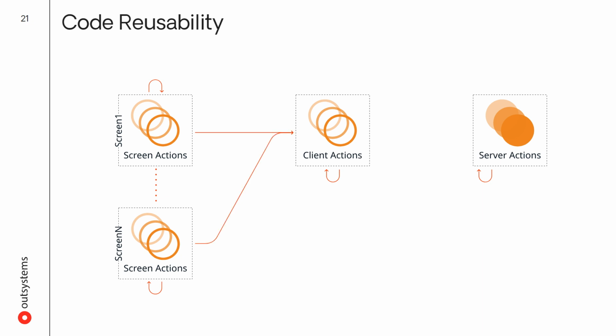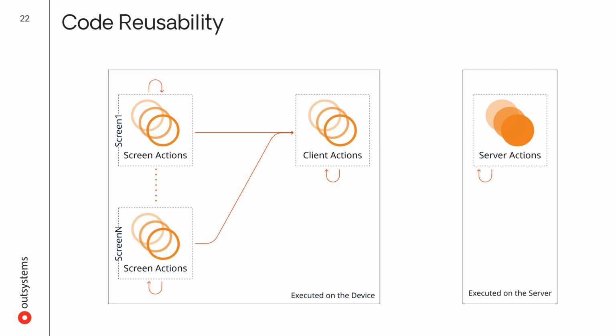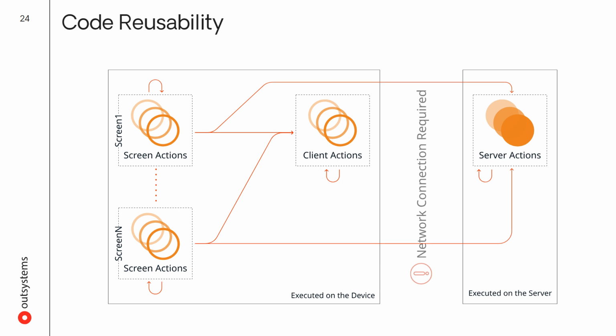However, screen actions may call client actions. Both screen actions and client actions execute on the device, while server actions execute on the server. This means that a network connection is required at runtime in order to call a server action from within a screen action, or to call a server action from within a client action.